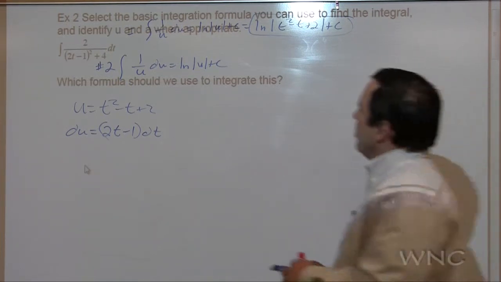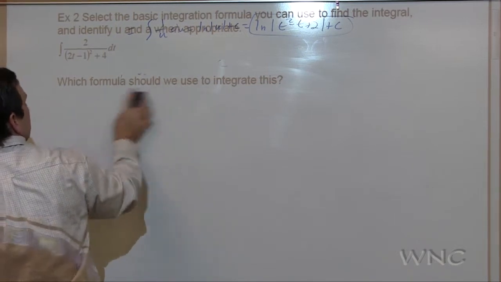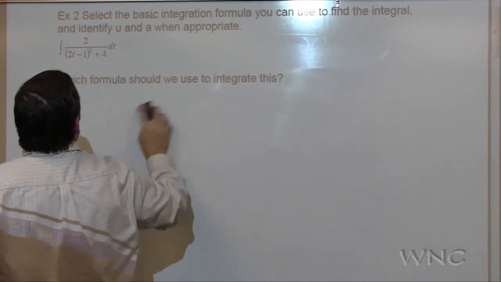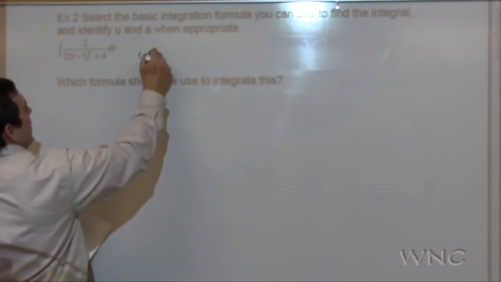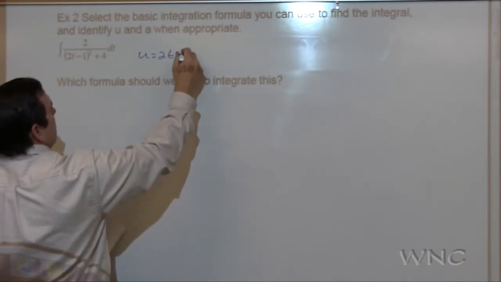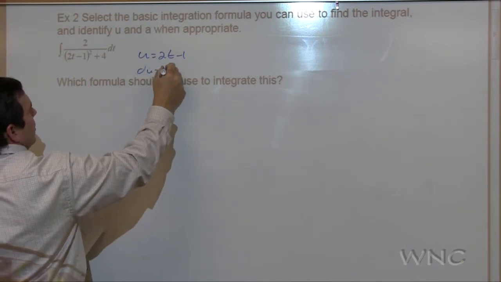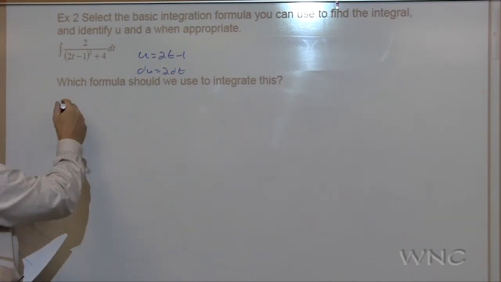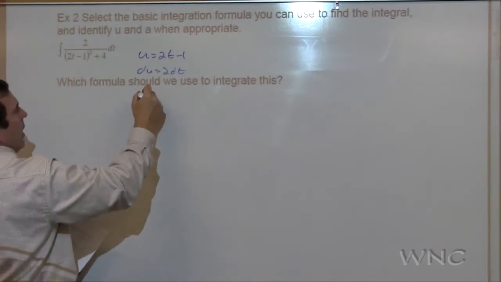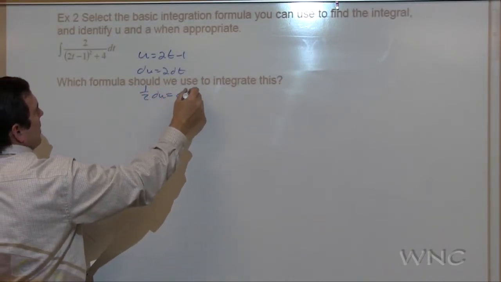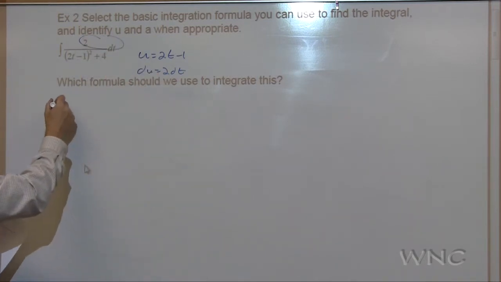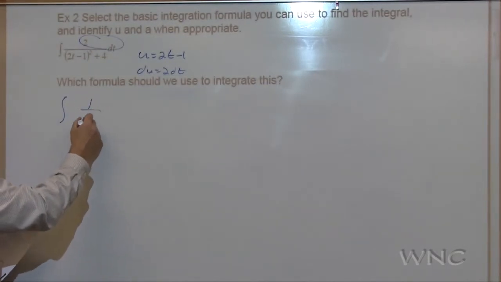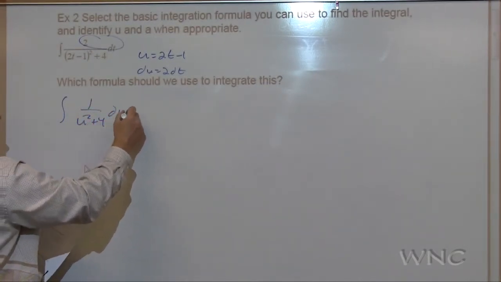Let's go on to example 2. Select the basic integration formula you can use to find the integral and identify u and a when appropriate. So in this case, what if we said u equals 2t minus 1? Our du would be 2 dt. So 1/2 du is going to be dt. Well, actually, I do have a 2 dt. Okay, I don't need to make that division happen. So we have the integral of 1 over u squared plus 4 du.